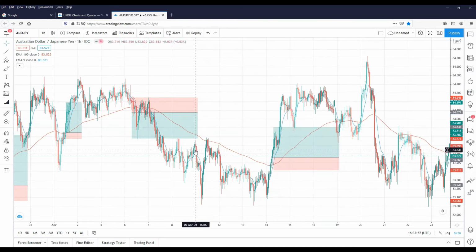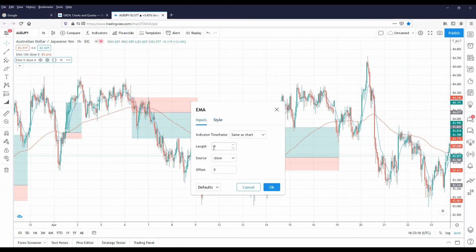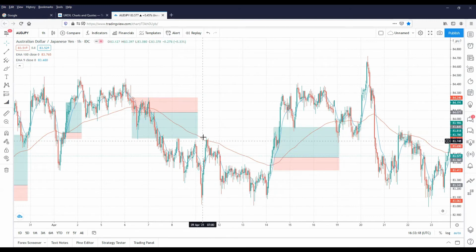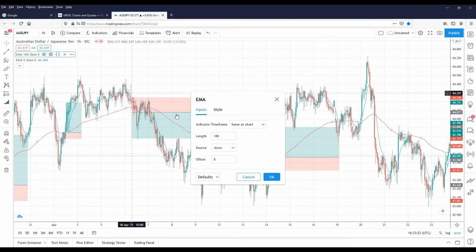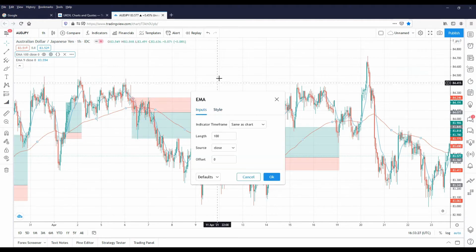This type of moving average crossover that occurred is a golden cross, where the shorter moving average goes from below to above the longer one. The shorter term moving average was the blue moving average, the 9-point moving average. The longer term moving average is the red one, the 100-point moving average.